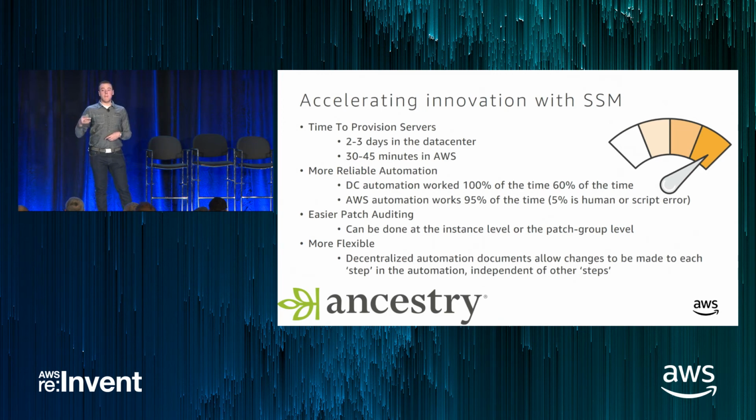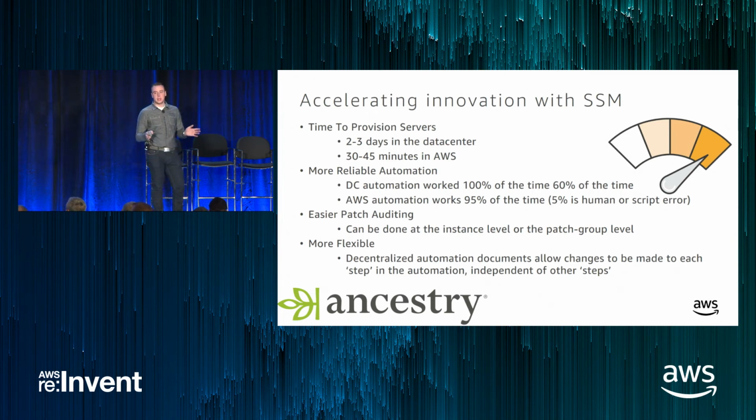I can't tell you guys how amazing this was. And the other benefit we got is our automation has become inherently more reliable. As the great Ron Burgundy said, our data center automation worked 100% of the time, roughly 6% of the time, right? And it was just like, it might work. With AWS and SSM, we've gotten to around a 95% run rate of perfection, right? The other 5% is usually me missing a comma somewhere and then banging my head against the keyboard until 2 a.m. and then crying with relief when I find it.